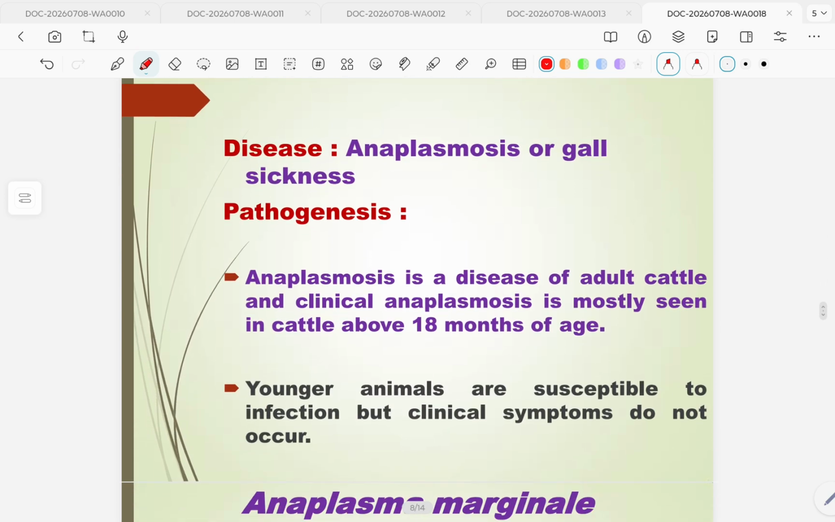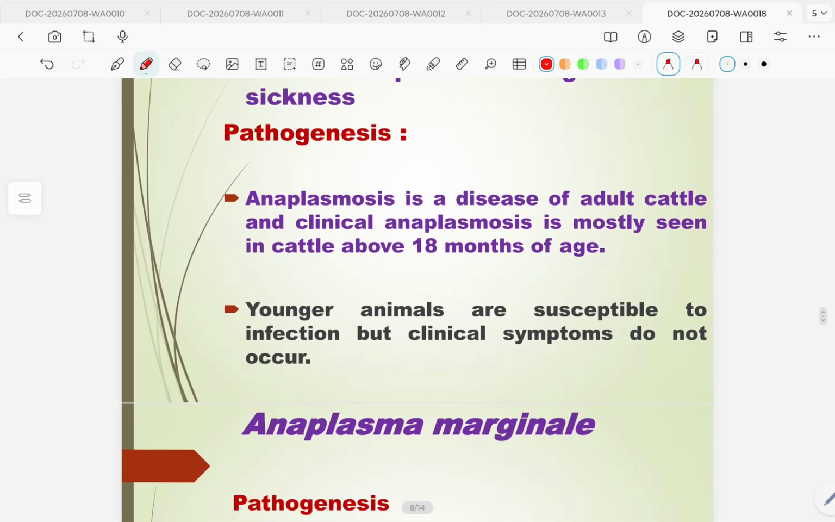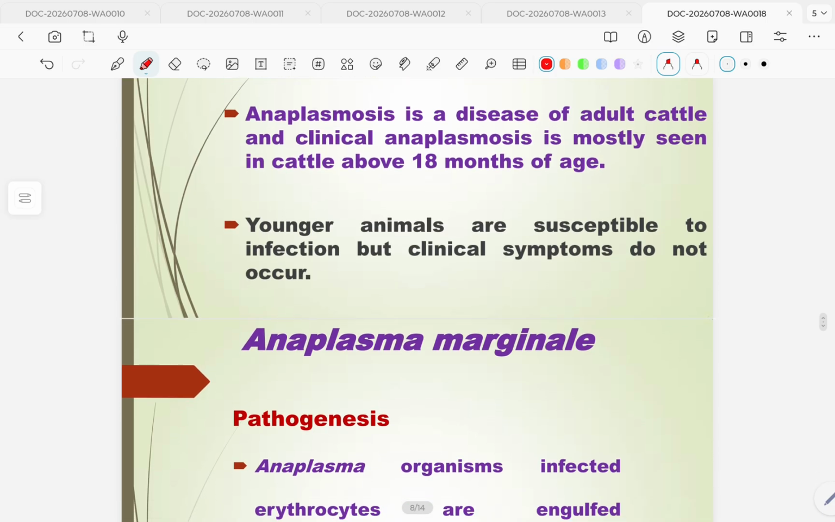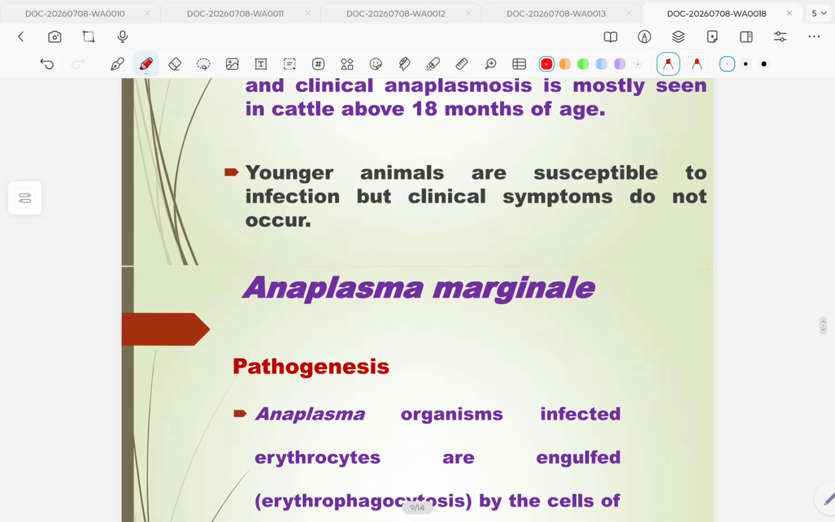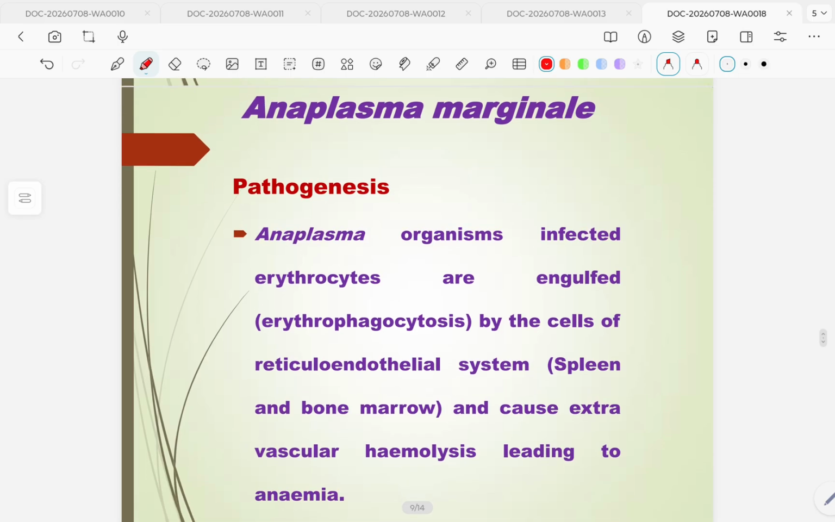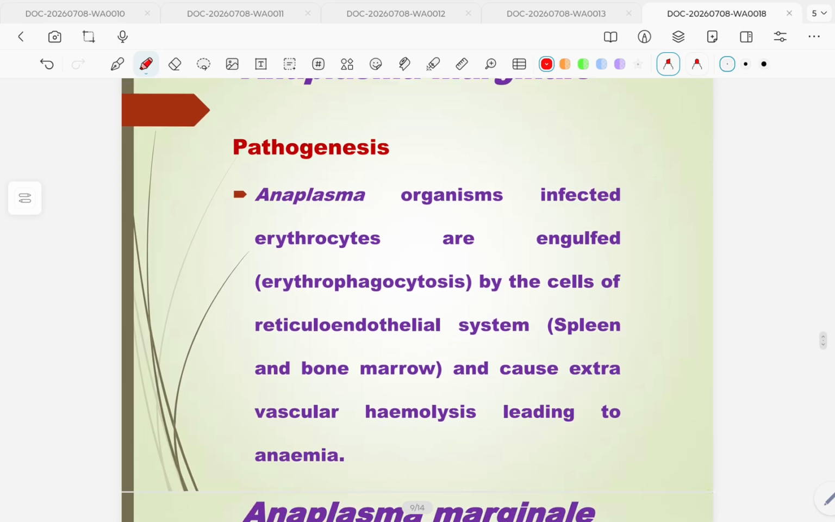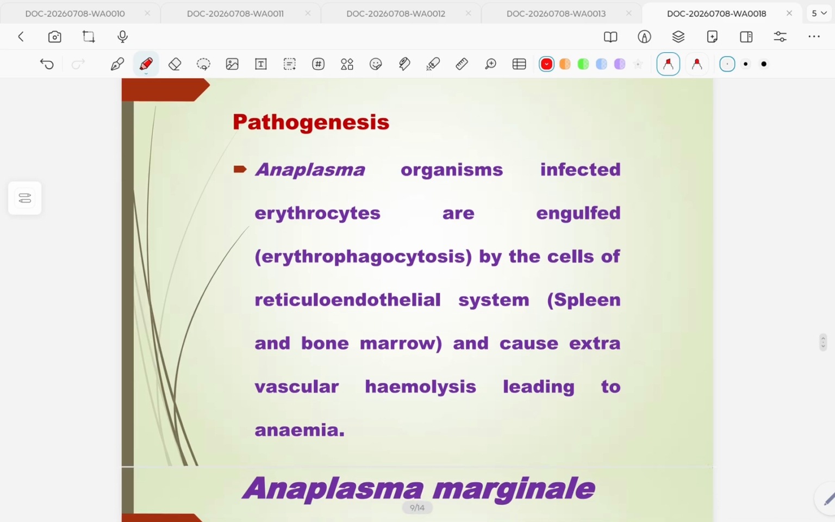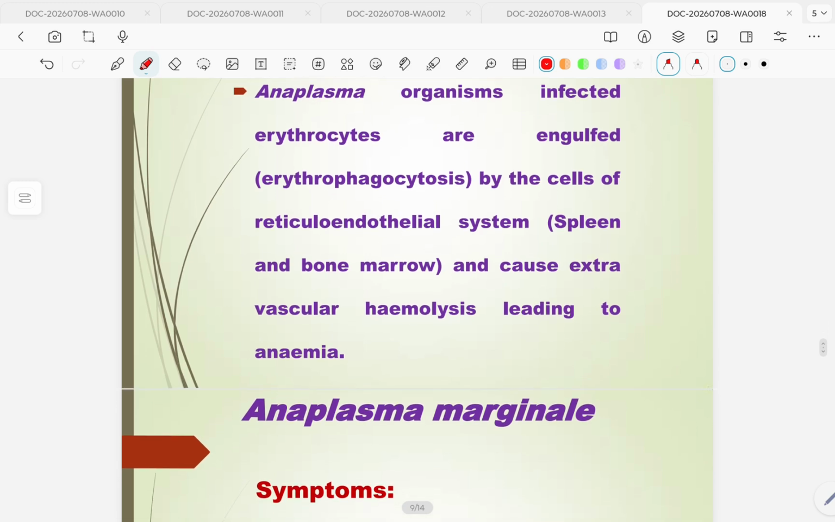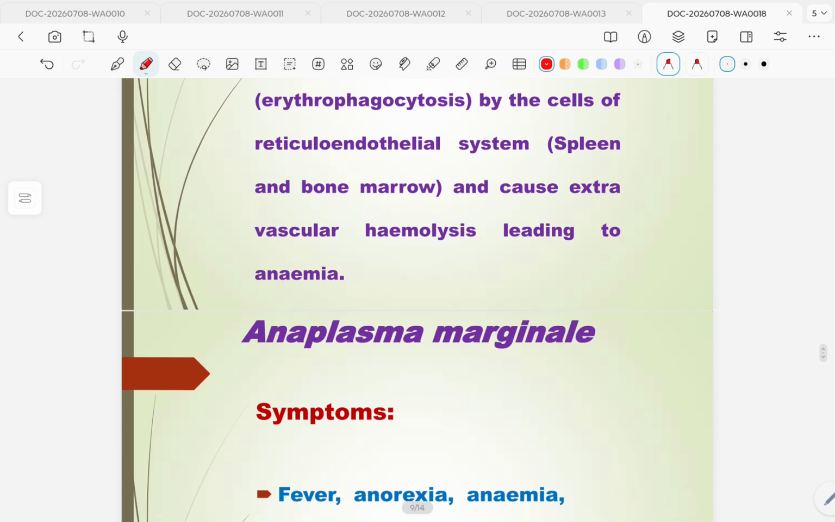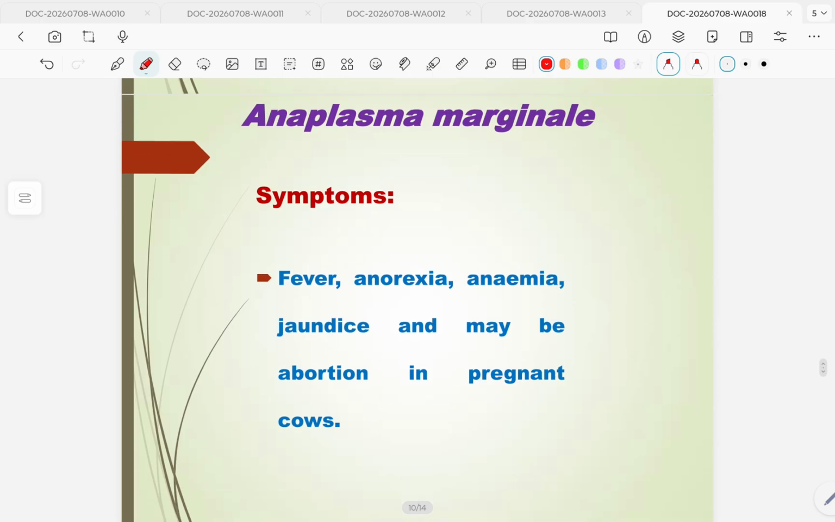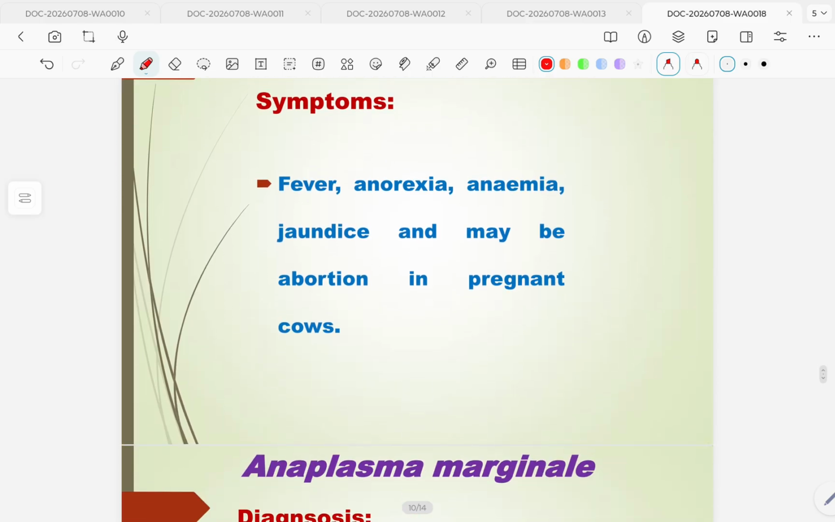Pathogenesis. Anaplasmosis is a disease of adult cattle, and clinical anaplasmosis is mostly seen in cattle about 18 months of age. Younger animals are susceptible to infection but clinical symptoms do not occur. Anaplasma-infected erythrocytes are engulfed (erythrocytophagocytosis) by cells of the reticuloendothelial system, spleen and bone marrow, and cause extravascular hemolysis leading to anemia. Symptoms: fever, anorexia, anemia, jaundice and maybe abortion in pregnant cows.